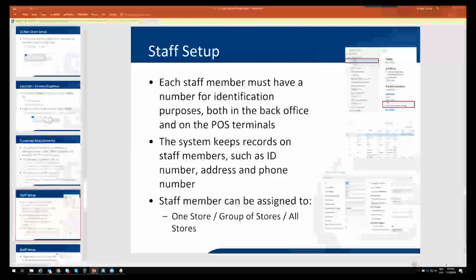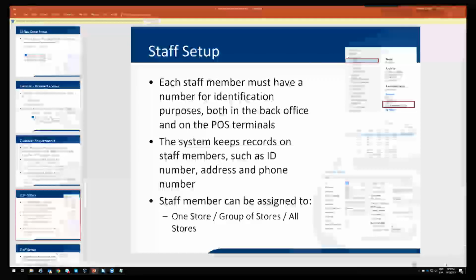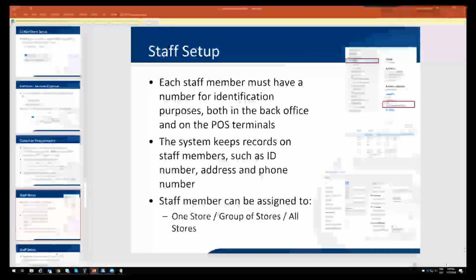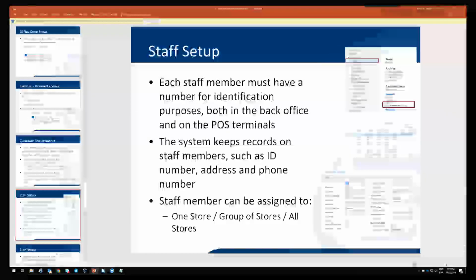Well, then we have these records on the staff members. So we have the ID, the address, the phone number, all this information regarding the staff. As I said, this store number, if it's blank, it's going to allow the user to log into any store. And this permission group is the one that is going to control what the user is capable of doing. And you can manage the exceptions user by user. So that's it basically regarding staff.